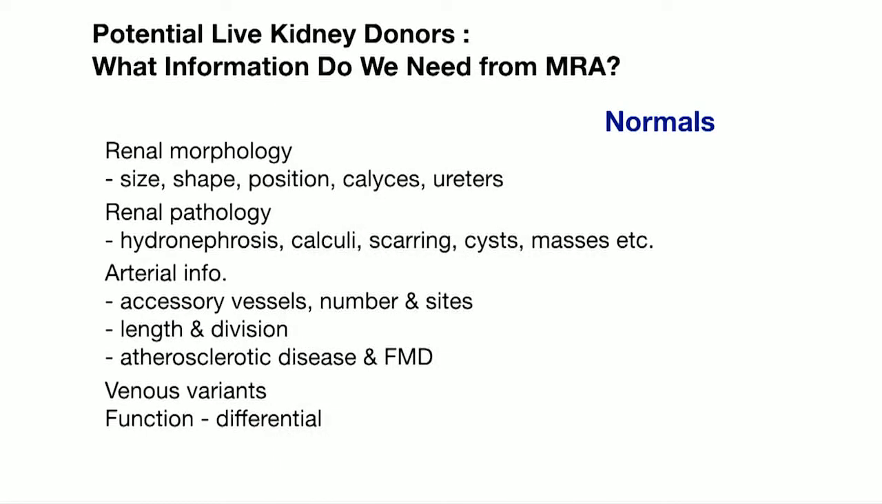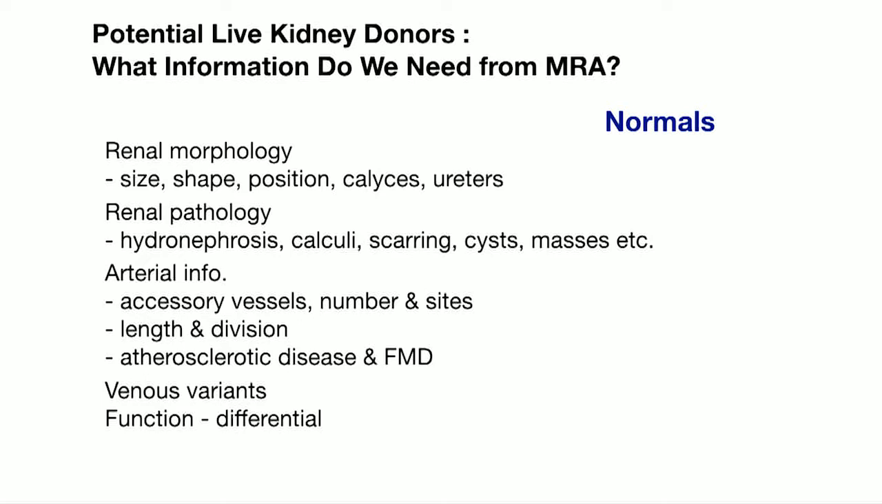So what do we need to know? What kind of information do we want to gain from the images if we're going to do a renal MR angiography? So how about normal people? People like you and me. What do we want to know if we're imaging you and me? If we want to donate our kidney to a child, for instance, and we're going to have a renal MR angiogram, what kind of information do we need to get from it?